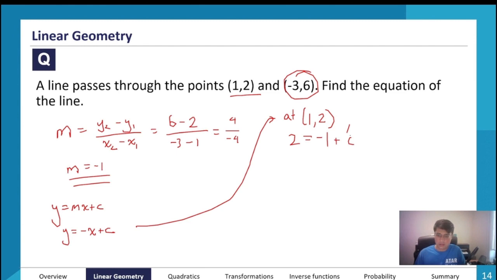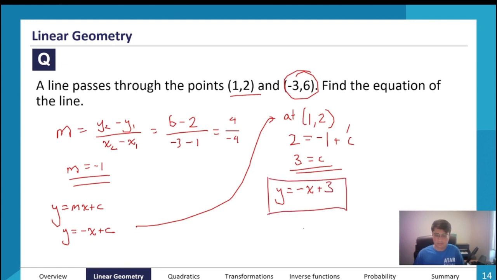And now all we have to do is rearrange for c here. So adding 1 to both sides, we get 3, and on the right side, we get c. So c is equal to 3. So our finished equation for the line is going to look like y equals negative x plus 3. That's our equation of the line.